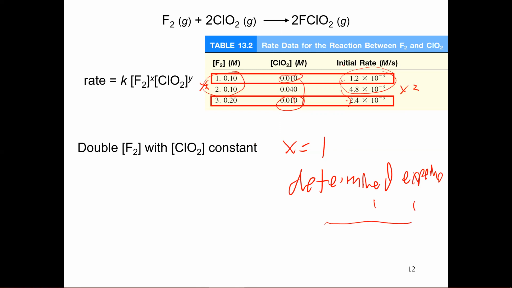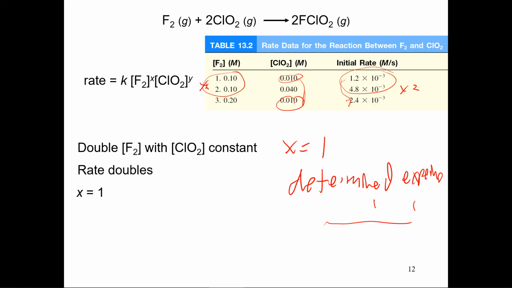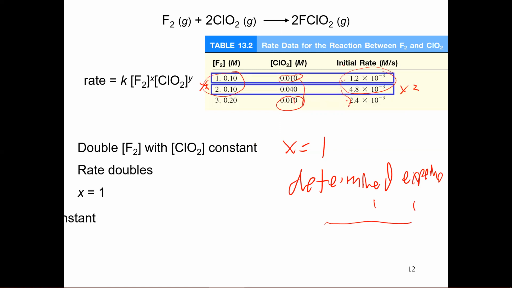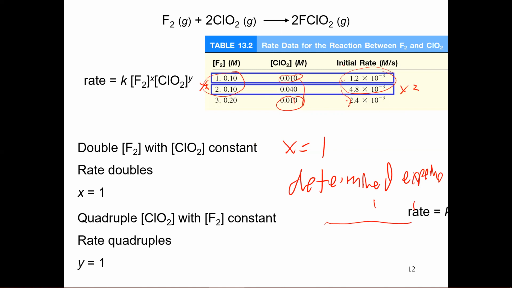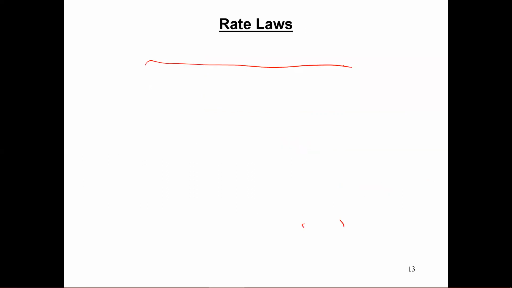If you double the concentration of fluorine, the concentration of chlorine dioxide will change also. If you quadruple ClO2 with the fluorine constant, the rate will quadruple also, so they both are equal to 1 for each of them.